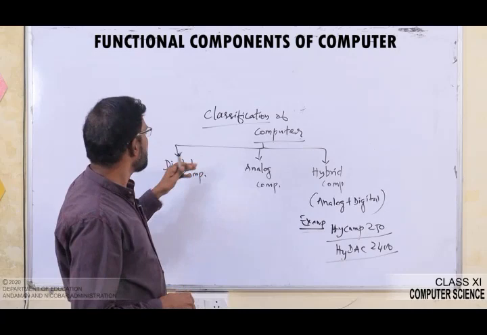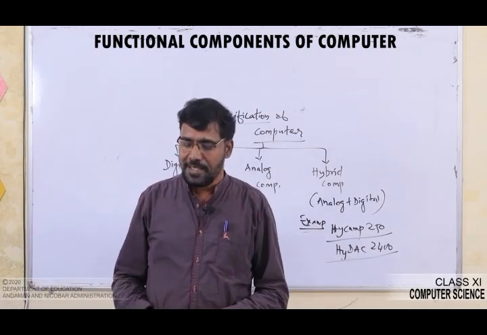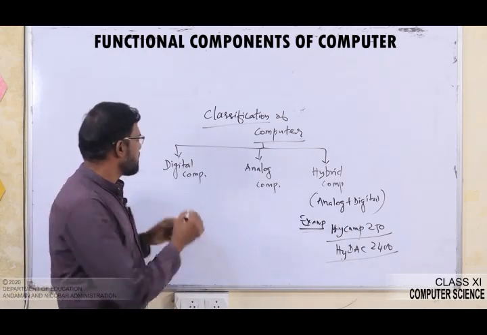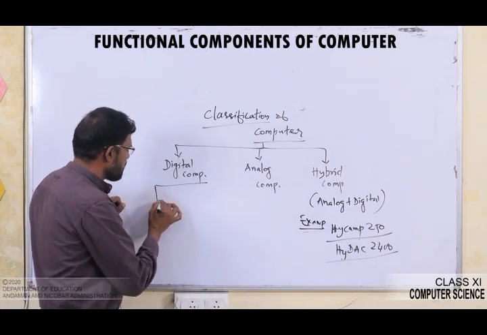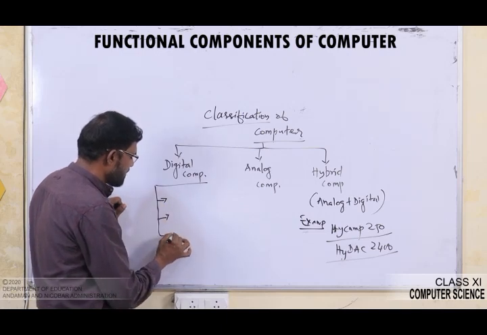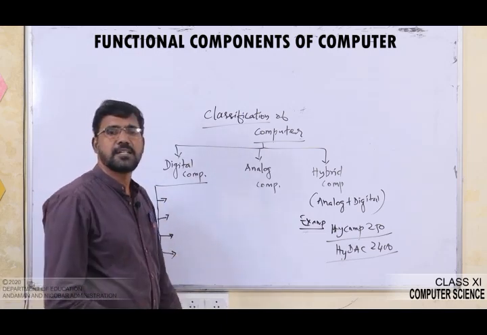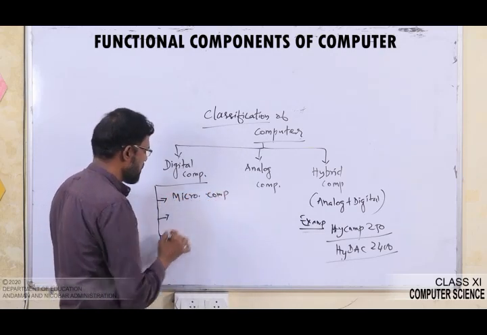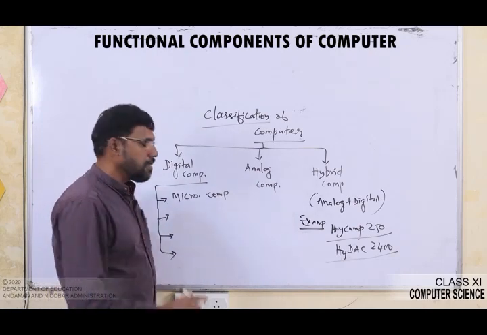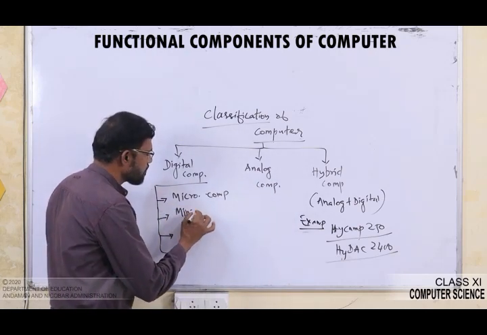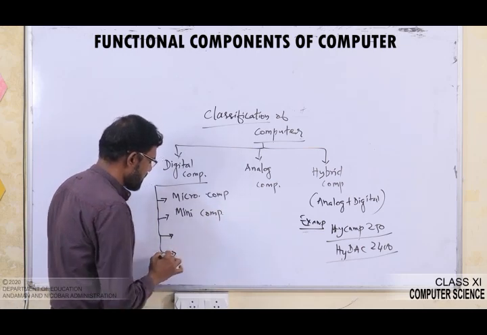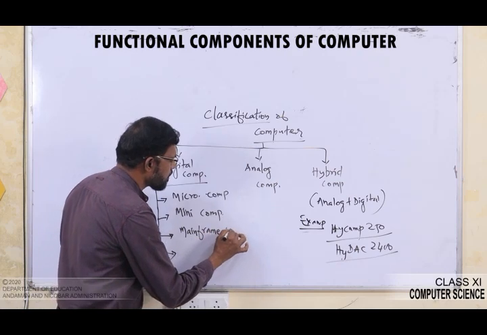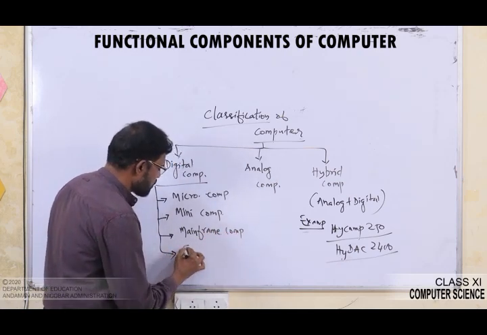So, now we are going to the classification of the digital computer. Here is the digital computer, further divided into 4 subtypes under the digital computer, that is called microcomputer. One more is called minicomputer. Then mainframe computer, and supercomputer.